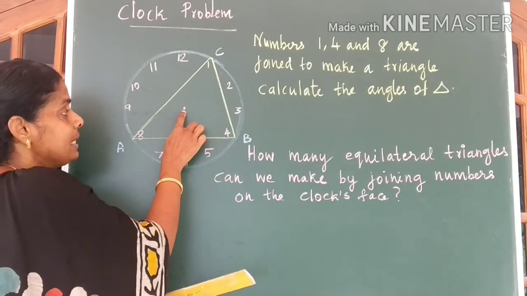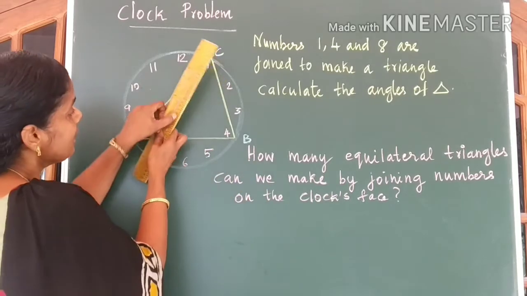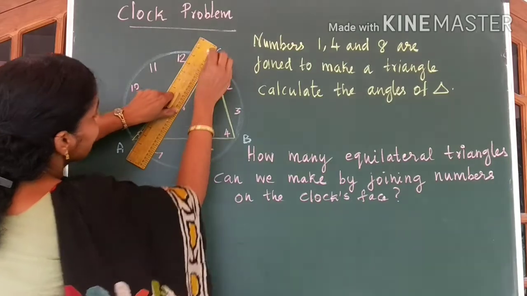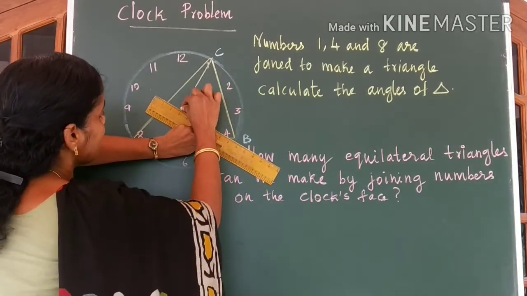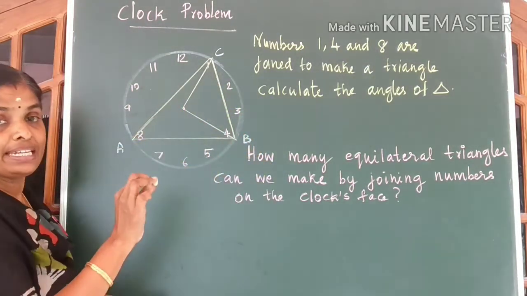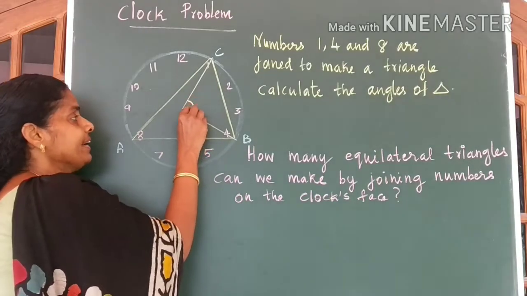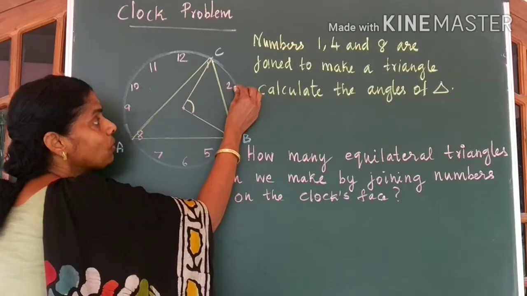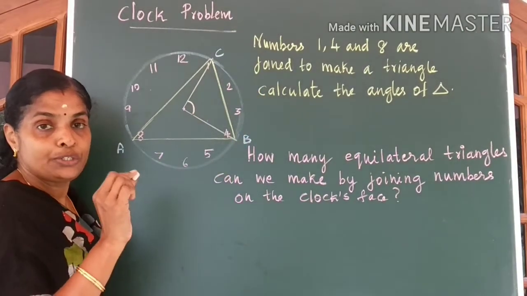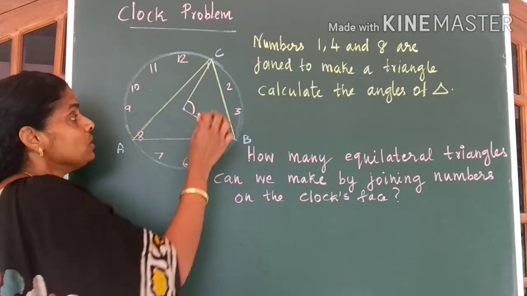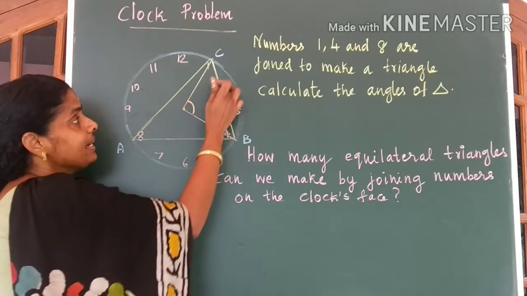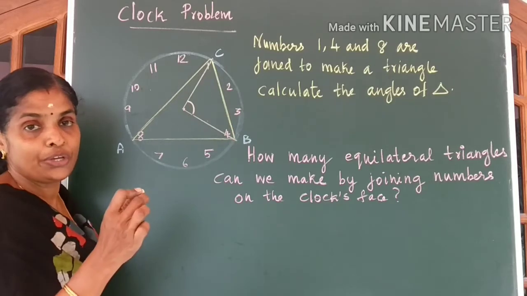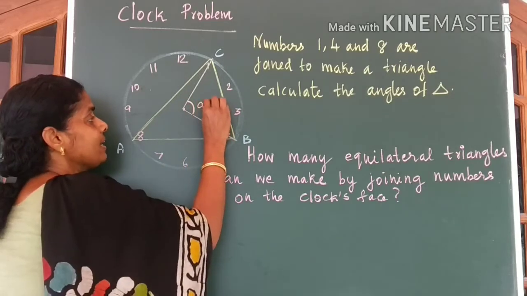Okay, let us join the center point to C as well as B. Now let us write the angle here. Okay, we know the angle between two consecutive numbers to be equal to 30 degrees. So the angle here is 30 plus 30 plus 30 degrees. So you get 90 degrees.